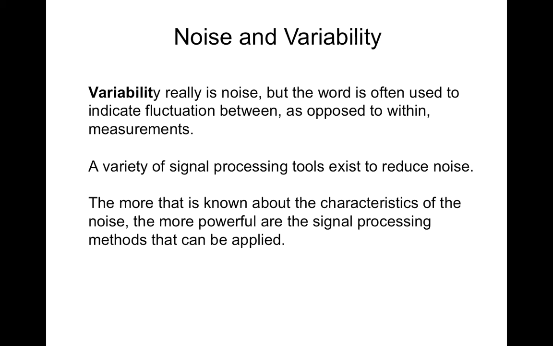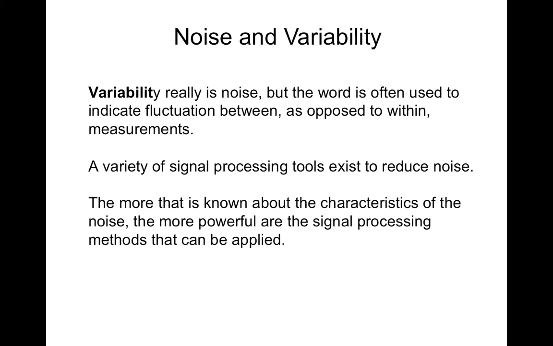If you were looking at someone's gait pattern and measuring time between steps, you would measure each step, but if you treated each step measurement as independent, then there would be variability within the measurement. If you took measurements of that on several different occasions, then there would be variability between the measurements. So a lot of signal processing tools exist to reduce noise.